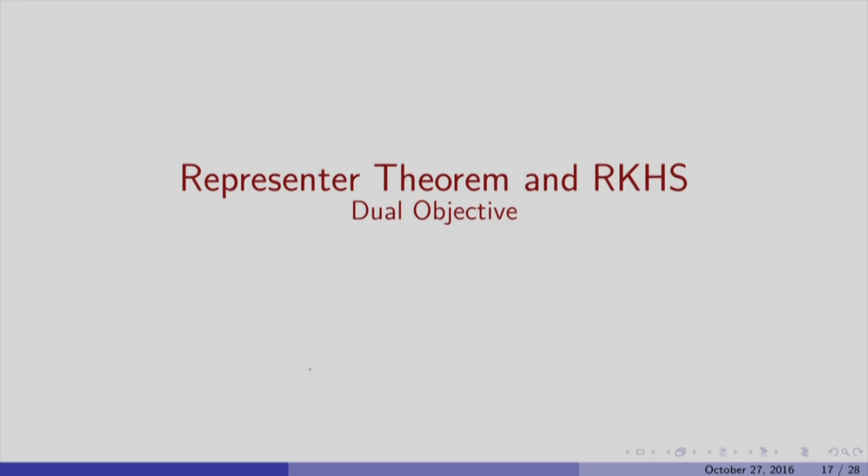I have provided additional reading for you about the representer theorem, the RKHS and the proof of this theorem, as well as extra slides for your understanding of the derivation of the support vector dual using first principles. Thank you.